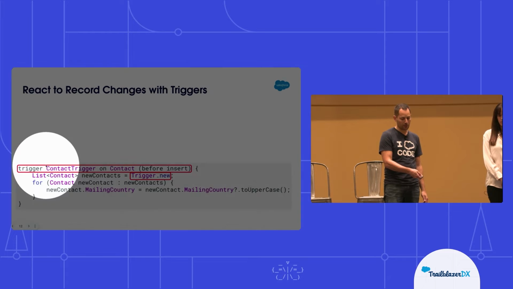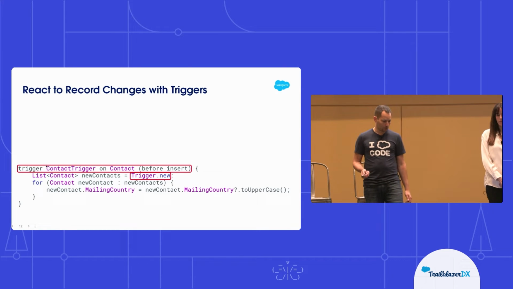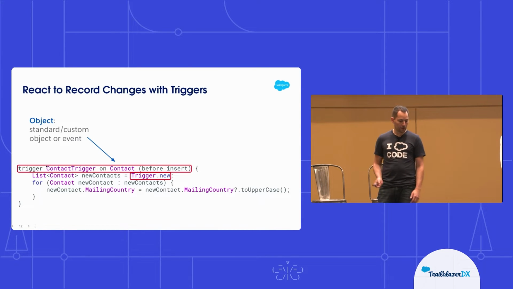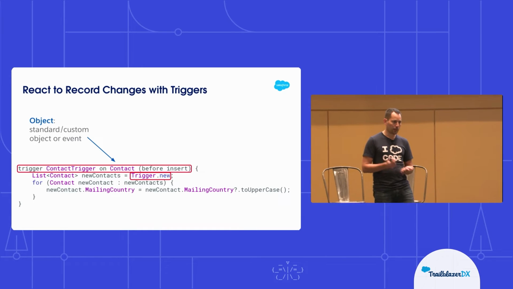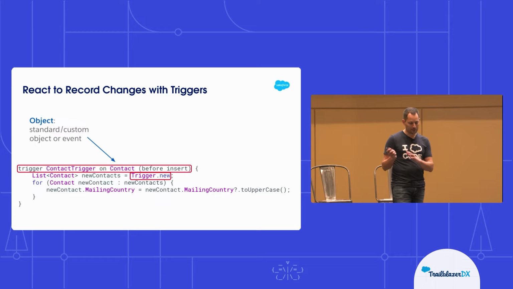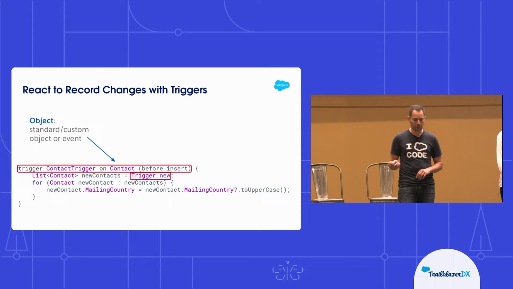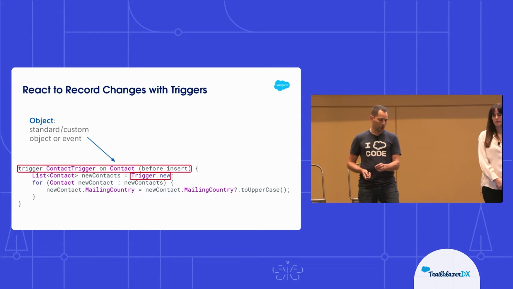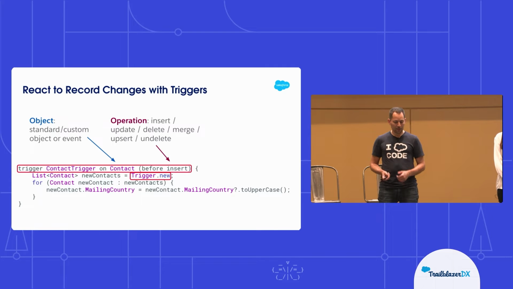You have the trigger keyword, and then you name your trigger the way you want. Finally, you specify an object. Here we can create triggers on standard objects, custom objects, and even sometimes on events, but that's beyond the scope of our talk today. So you specify on which object you're reacting, then you specify an operation.